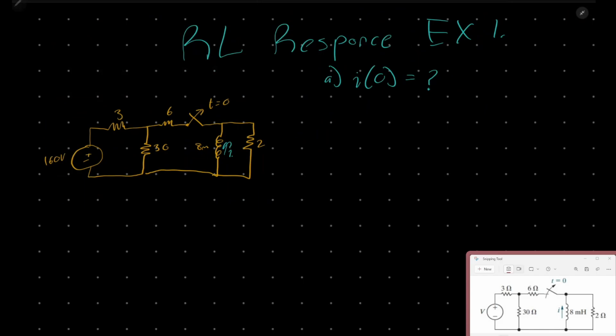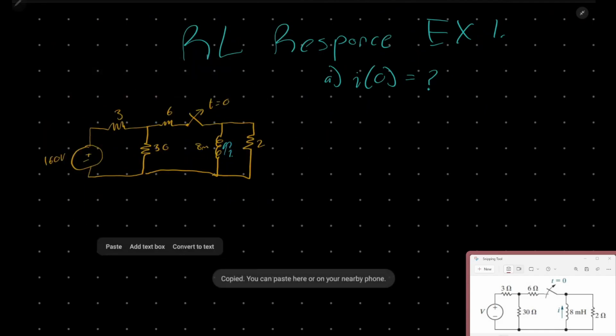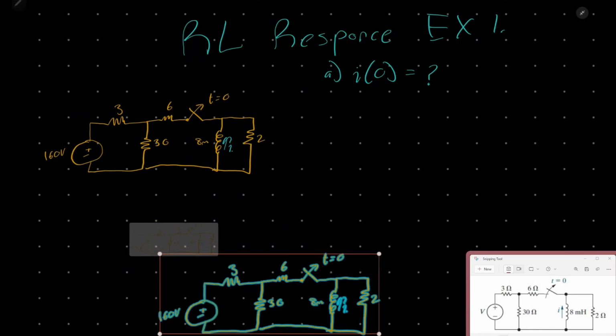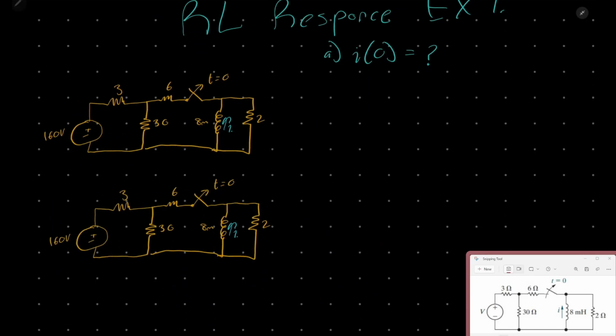In order to do that, we are first going to place the switch in the closed position because we want to find the initial. So we're going to draw it with a closed switch, and then we want to get the current going across this inductor. And remember, since the switch has been closed for a long time, the inductor will turn into a wire.